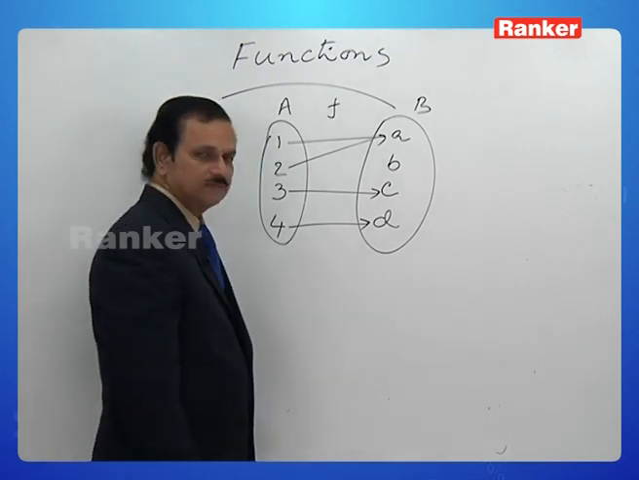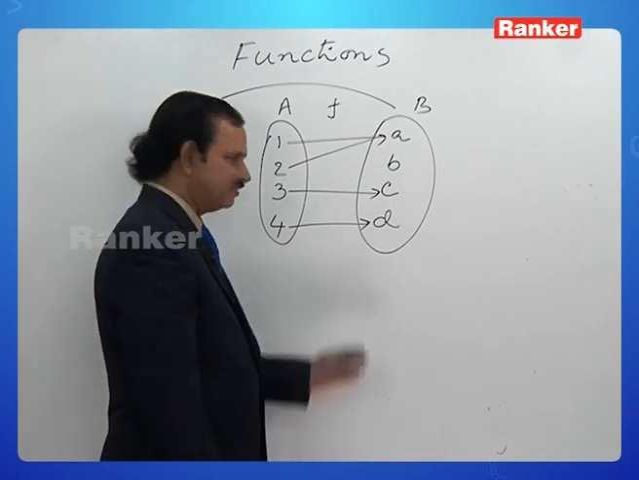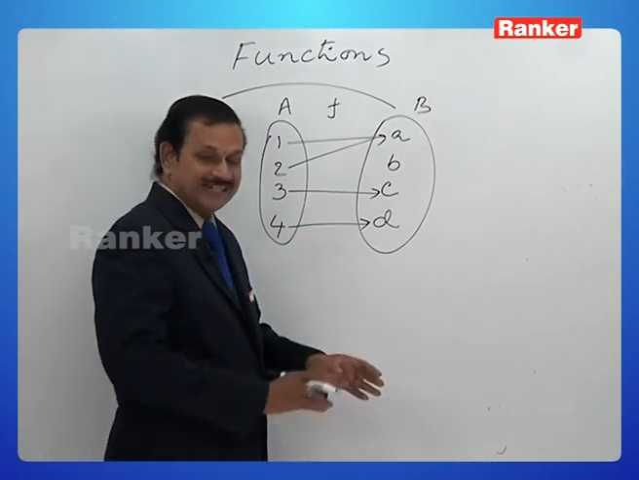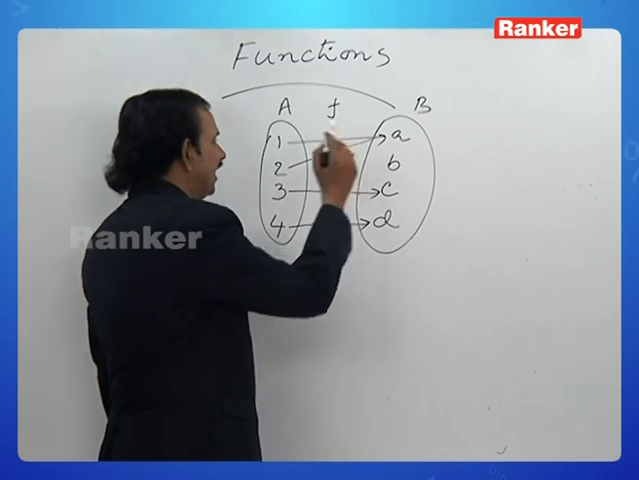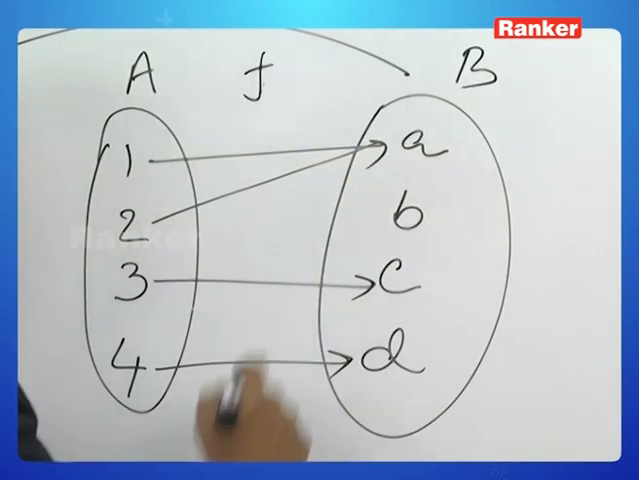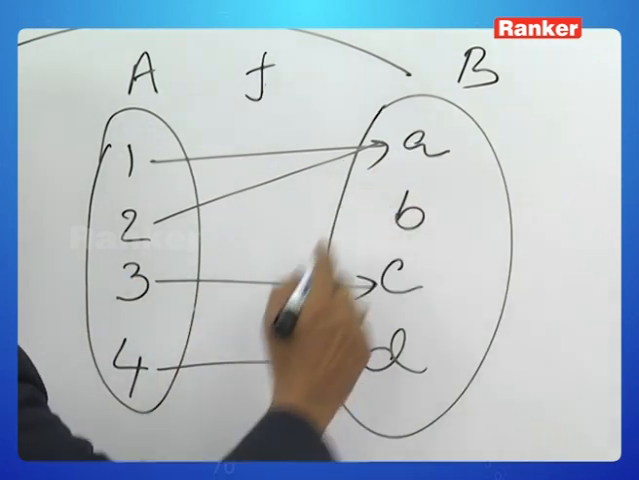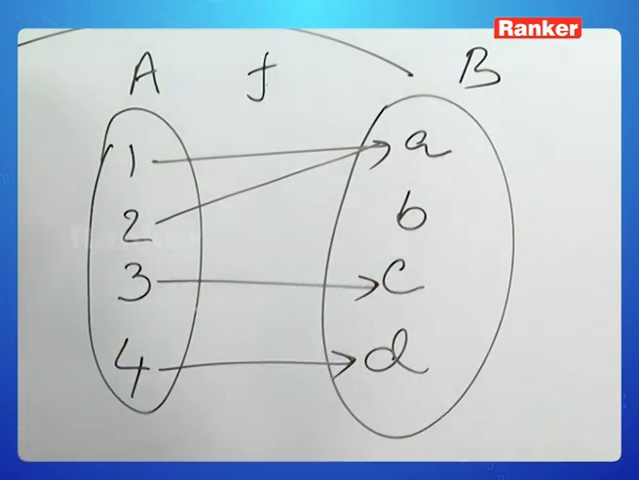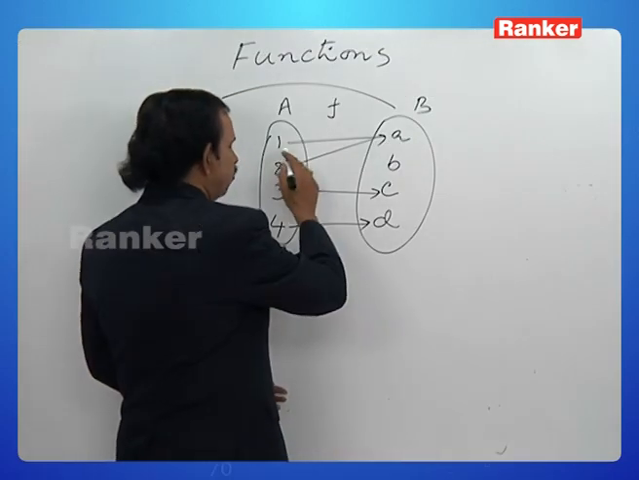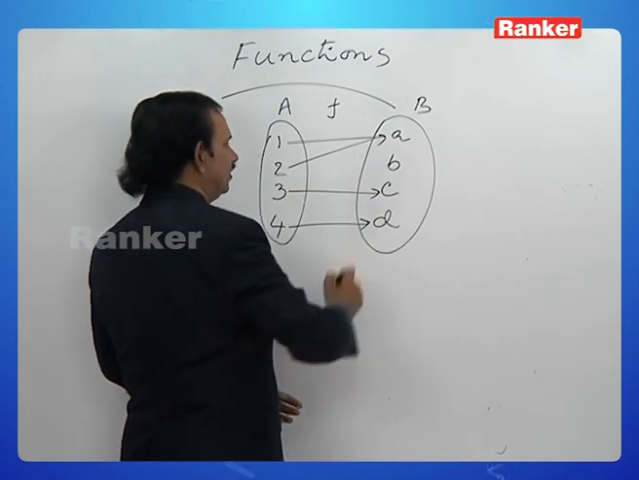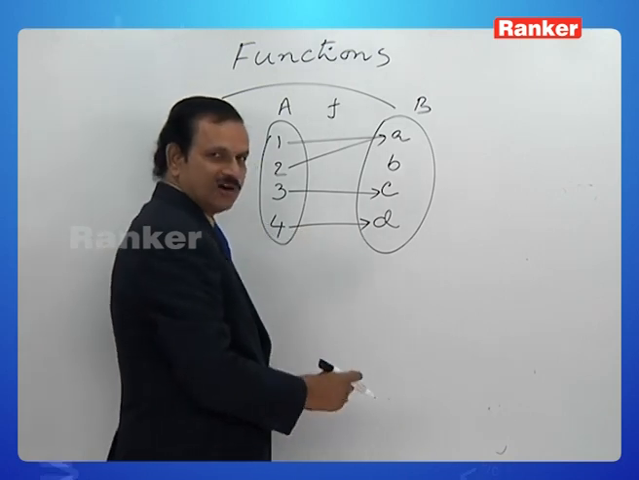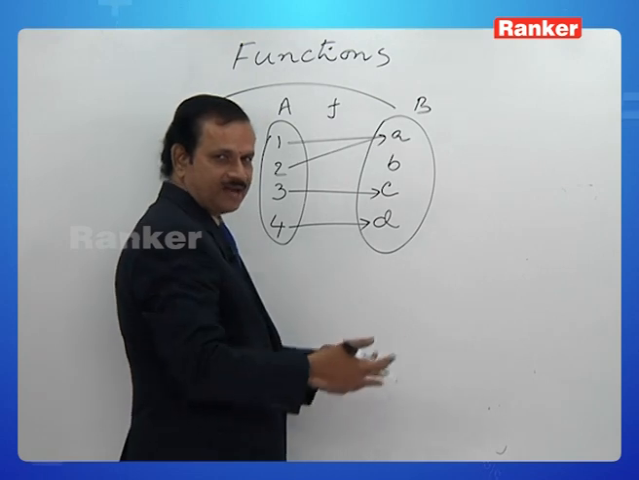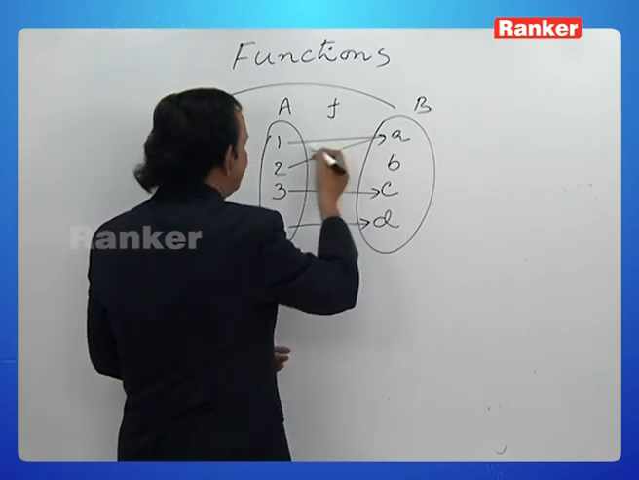As and when we see and we agree with the diagram that f is a function, then the entire language changes. If this is a function, you say that 1 is mapped to A, 2 is mapped to A, 3 is mapped to C, 4 is mapped to D. Another style: image of 1 is A, image of 2 is A, image of 3 is C, image of 4 is D. Do you want to speak from that direction? You can. How? Pre-image of A is 1.